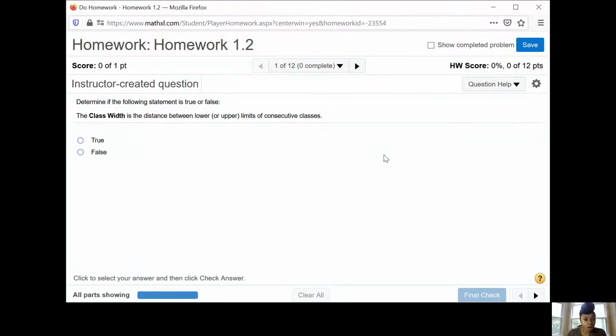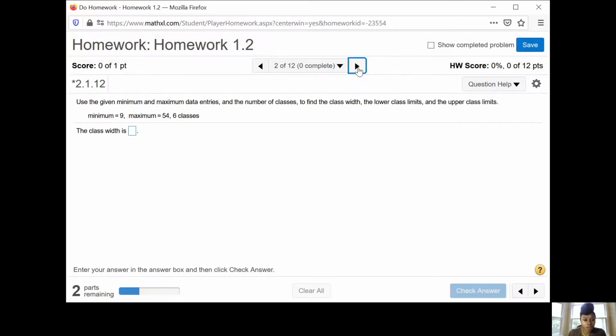Okay, so here is 1.2. This first question pertains to class width with a true-false question. Just take your time on that, you'll be fine. This second question is asking you about finding class width, and I think there's another part to it. I'm going to move on to the problems that I'm focused on. My first problem that I want to do is actually number 3. Number 2 is very similar to it.